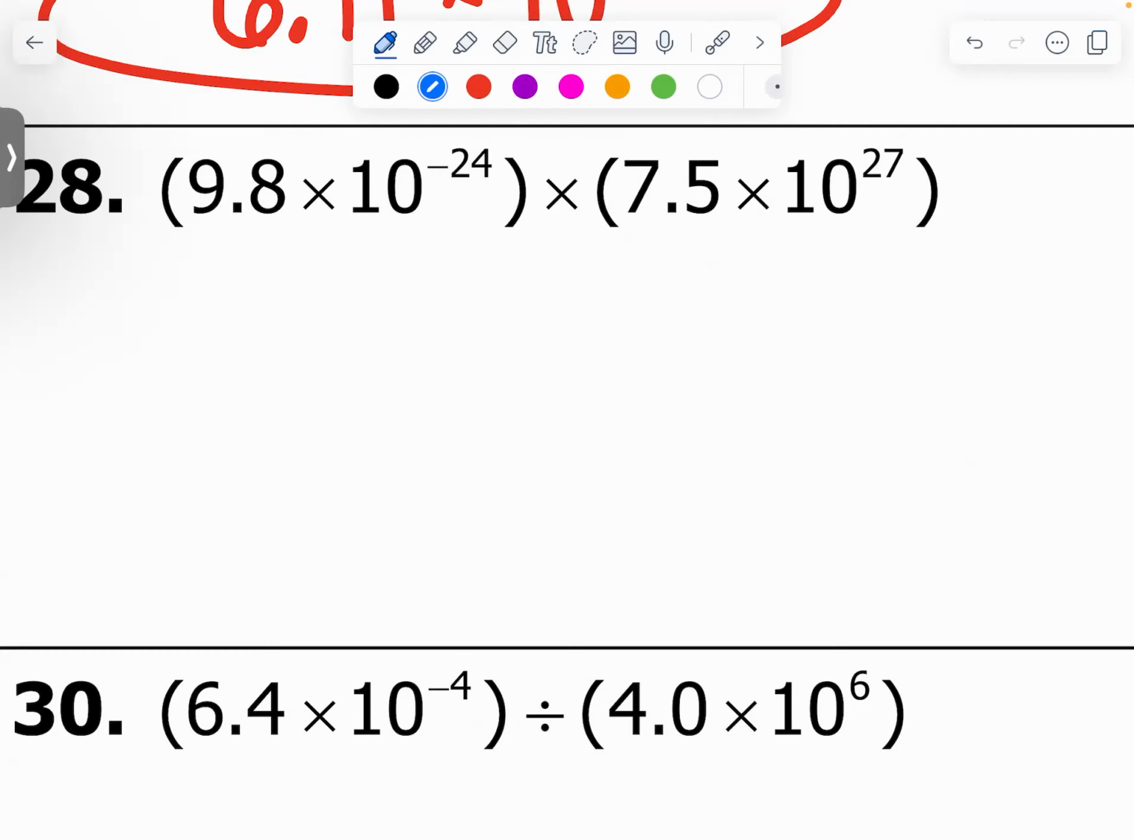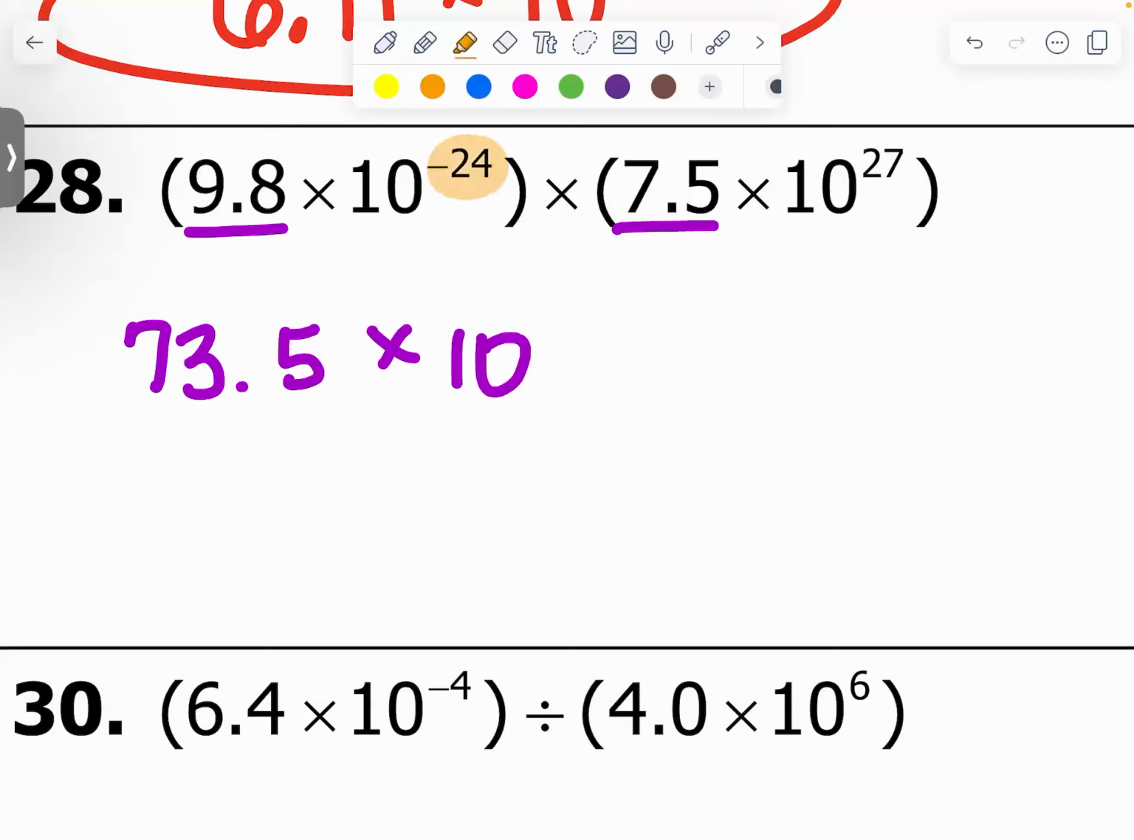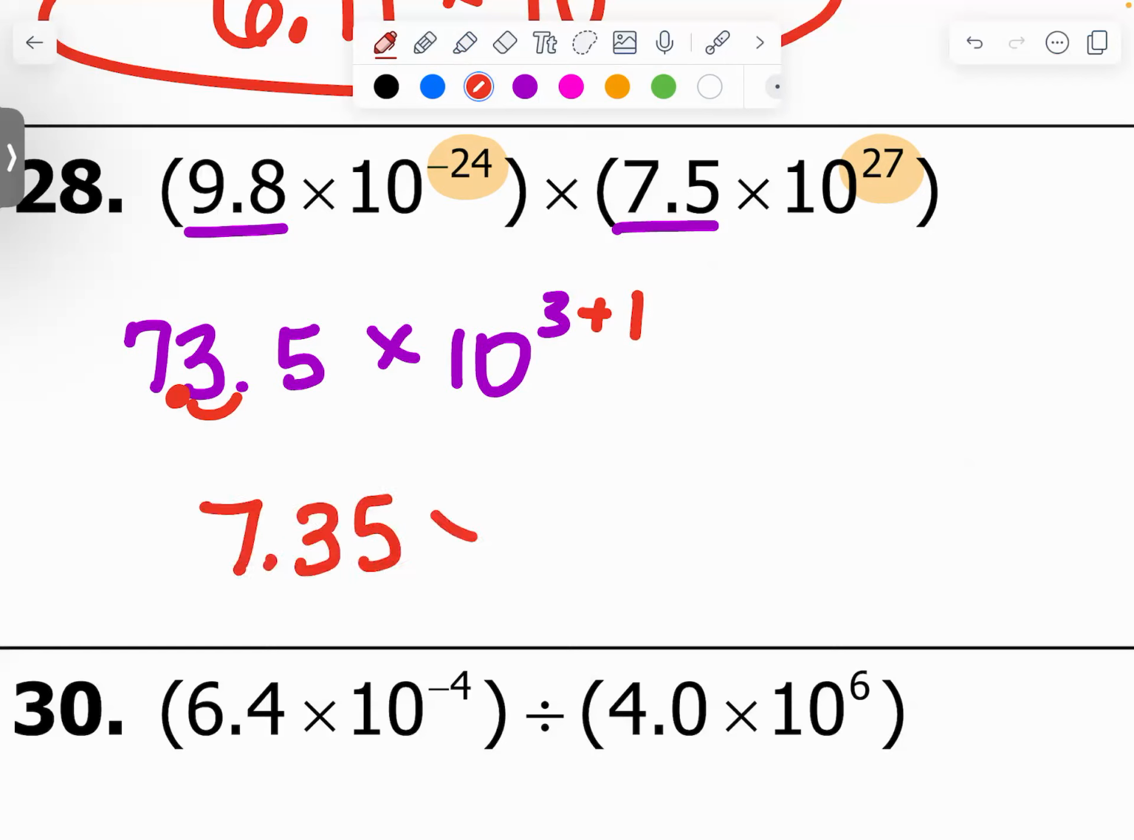All right, Kaylee, could you please tell me what 9.8 times 7.5 is? 73.5 times 10 to the... if we add these two together, Cash, what's our exponent here? Oh, you have to... 3. Okay. Make a 4. Why do we have to make a 4? Because you can move the little dot. We have to move the decimal point 1 time, which Cash says that means we add 1 to our exponent. So we have 7.35 times 10 to the 4th.